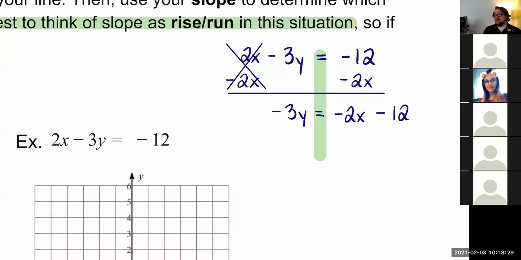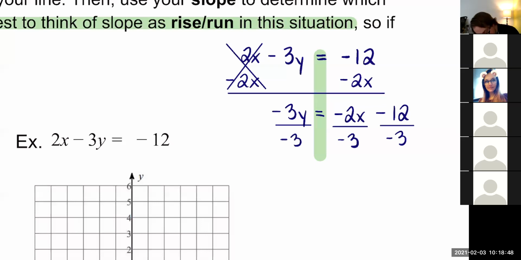I don't want the y to move. So you're close. Divide everything by the negative 3. The y is good where it's at. It's the negative 3 I need to break away from it. And I'm using division, so I want to make sure that everything gets divided by that negative 3.